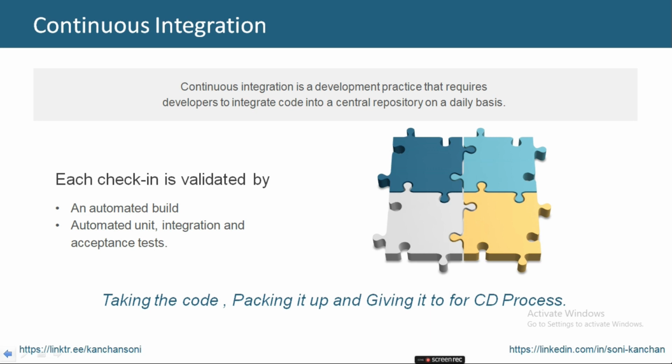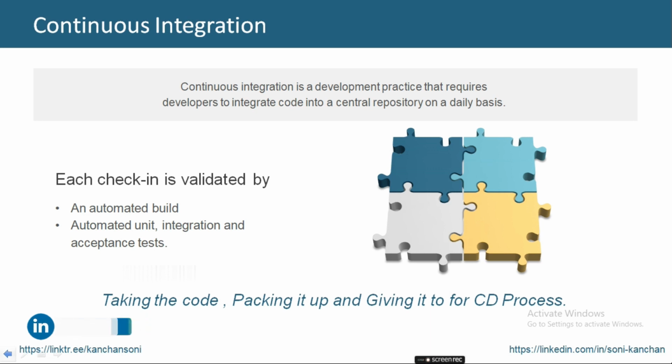So continuous integration is a development practice that requires developers to integrate code into a central repository on a daily basis. So developers push their code into the Git repository, and that is a central repository from where Jenkins will pick up the code and the further process will start, which we are going to discuss in upcoming slides. And the pushing of the code will be continuous.